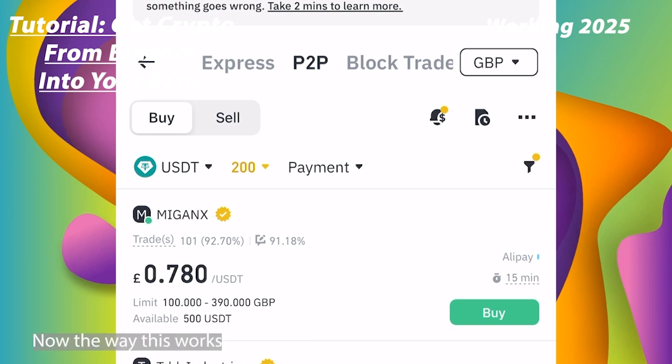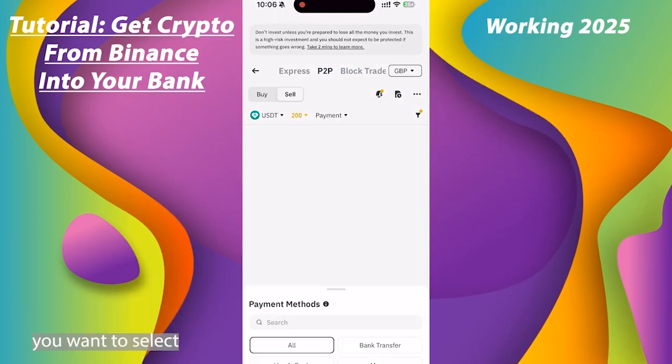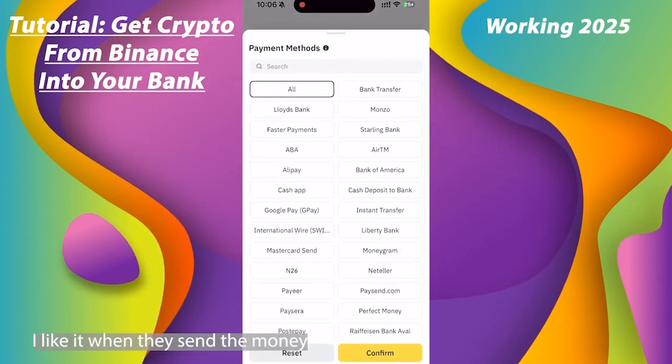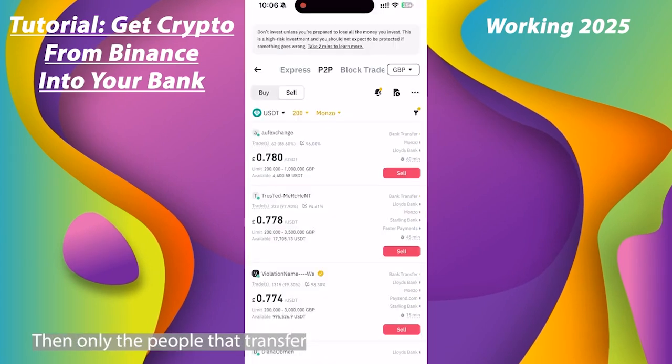Now, the way this works is that for some, exchange rates are far too good, but they all require Alipay. I'd say the first thing you want to do is select what payment you're looking to do this via. So for me, I like it when they send the money to my Monzo bank account. So I'm going to select confirm. Then only the people that transfer via Monzo are going to come up.